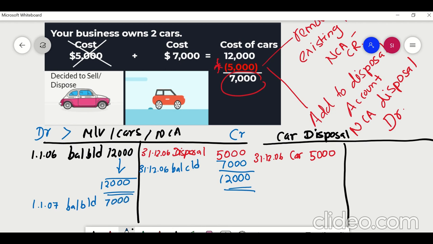We cannot balance the car disposal right now. Once we have decided on the selling price and the accumulated depreciation, we will be balancing the car disposal account.